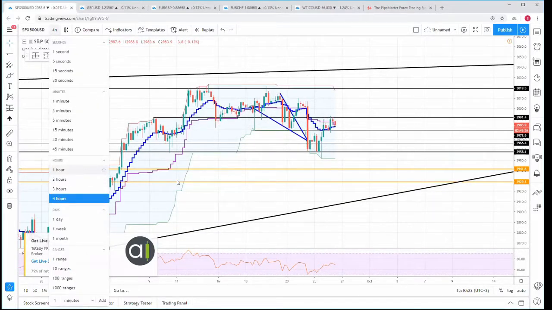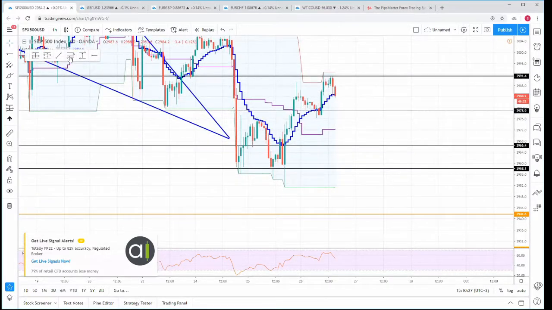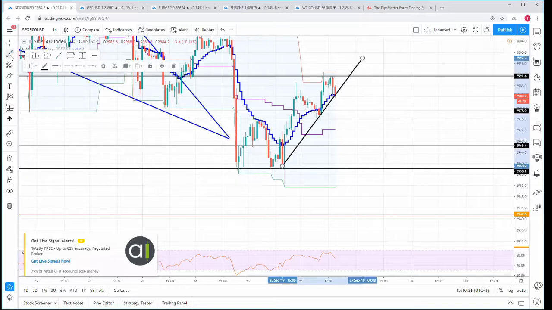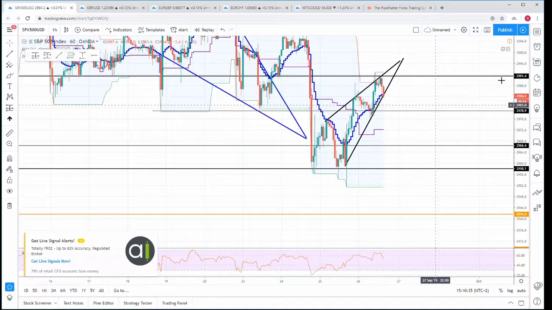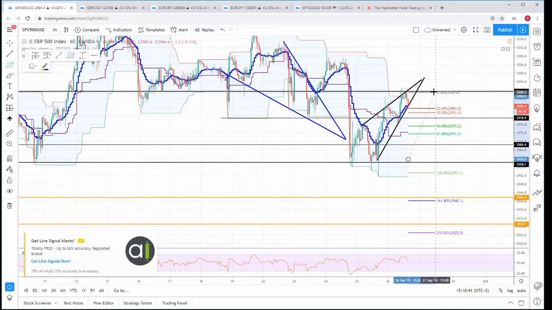Let's go to the 1-hour, and I'm going to show you a contraction possibly. Bottom there, top right there. This is a sell. Look at that. Contraction leading right to the key level. But the problem with these contractions is that we only target the 50%.